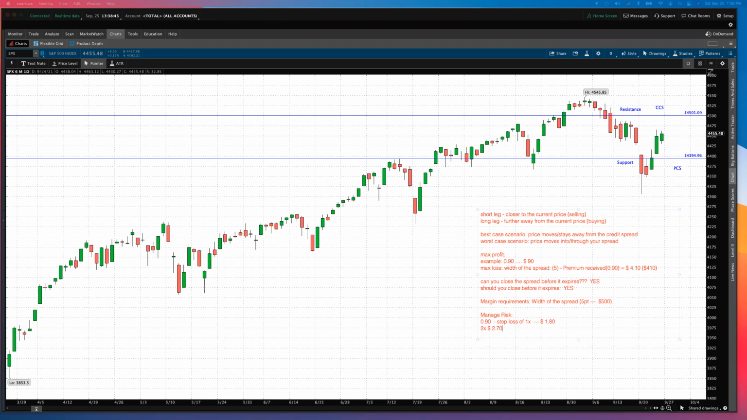When do you take your profit? I would say if you sell to open, that's what STO means, at 0.9, then buy to close, or BTC, at 0.20, and that profit is 70 cents, 0.70.